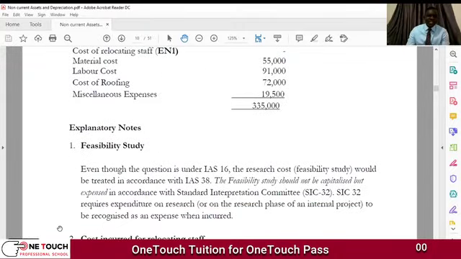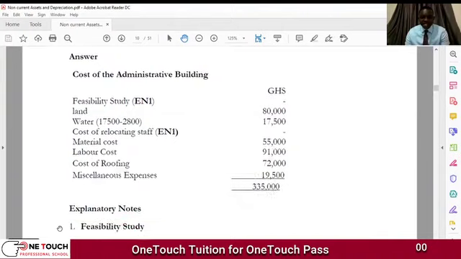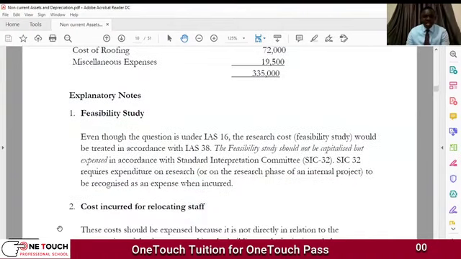Good. So let's look at why we excluded the feasibility study. We are saying that even though the question is under IAS 16, research costs, that feasibility study, will be treated in accordance with IAS 38. The feasibility study should not be capitalized, but expensed in accordance with Standing Interpretations Committee, that is SIC 32.